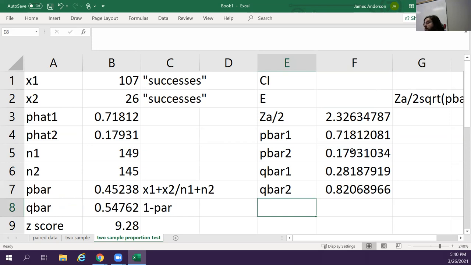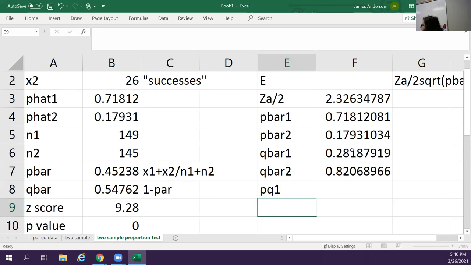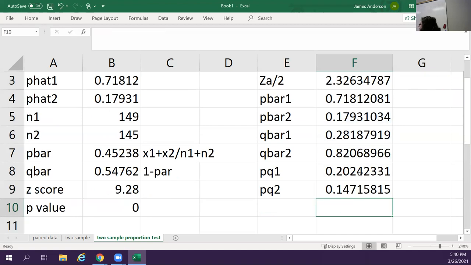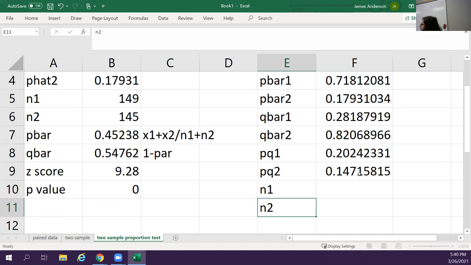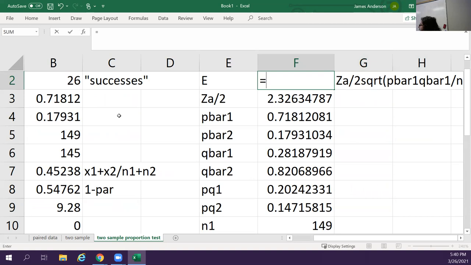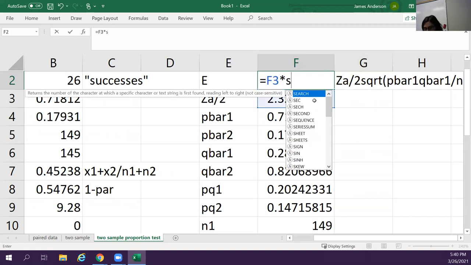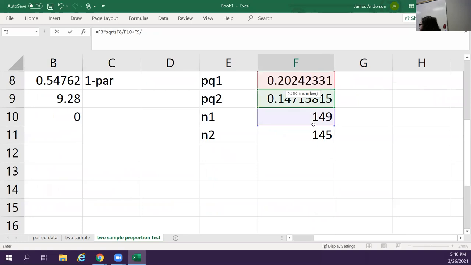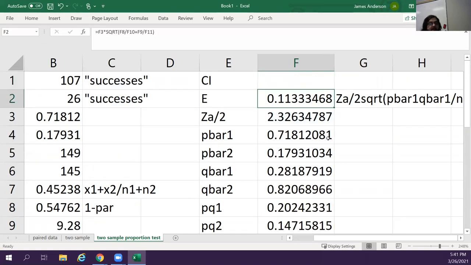So we could actually calculate these because we'll use them. PQ1, PQ2 equals p-bar 1 times q-bar 1 and p-bar 2 times q-bar 2. Because we would use them literally in the value, it's just easier to have them. Then we'd have N1 and N2, so 149 here and 145 there. So we take this value times the square root of this divided by this plus this divided by this. And that is our error.